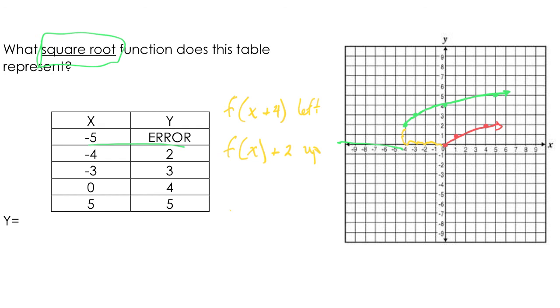Okay, so take your function. It's a square root of x. So in the inside with the x, we're going to take x plus 4. On the outside of the square root, we're going to put a plus 2 to move it up. Okay, so that's the idea. You want to make the graph, and then find the equation that would fit that graph.